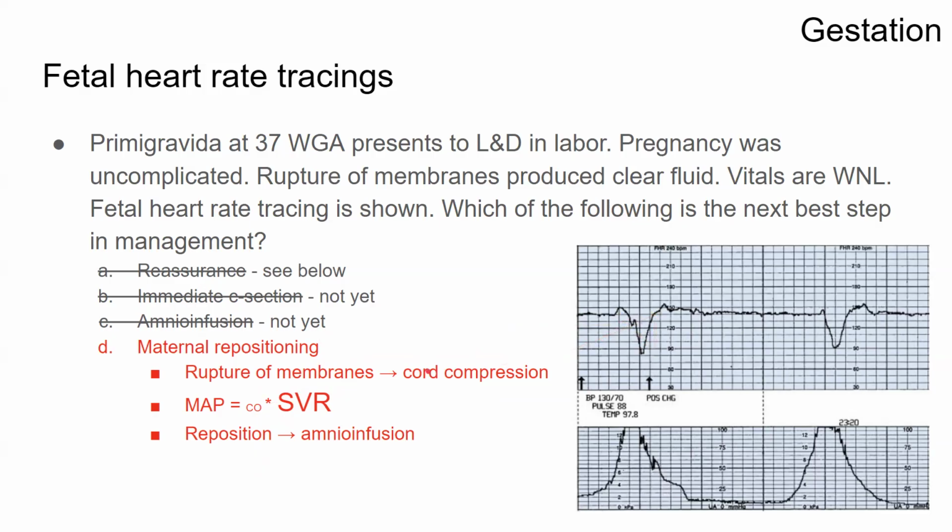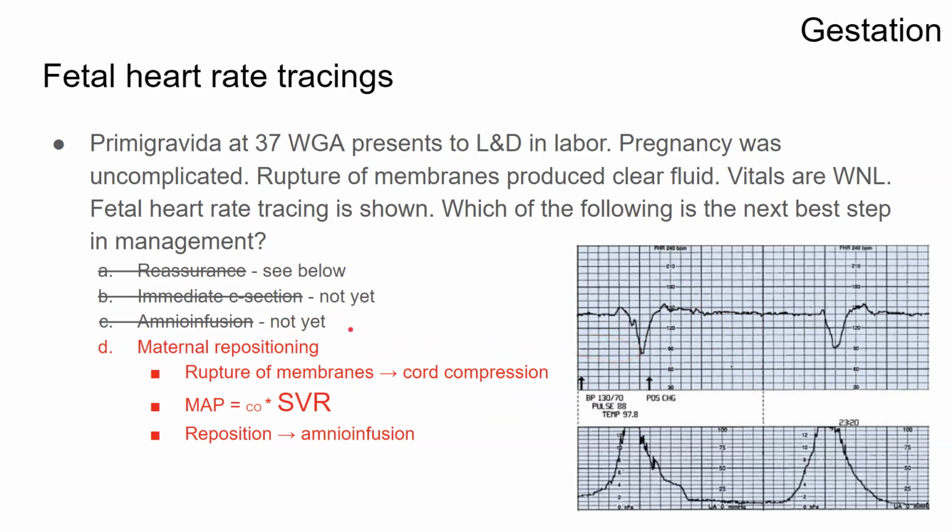So for the management of a baby that has variable decelerations, the first thing you want to do is maternal repositioning, like the left lateral decubitus position. If the cord is being compressed, you want to reposition the mom so the cord is no longer compressed, and that should bring the heart rate back up. Let's say you try maternal repositioning and you still see these variable decelerations, then you would want to consider giving an amnio infusion, because at that point you want to give some more cushioning to prevent cord compression from happening.